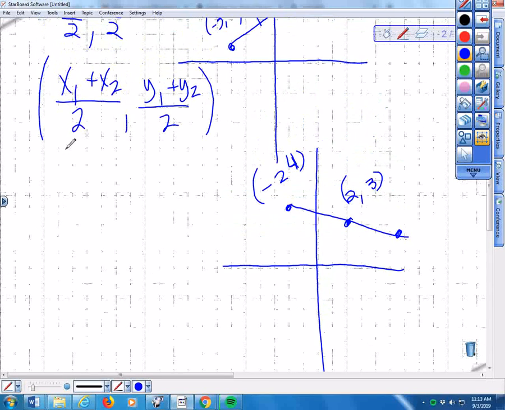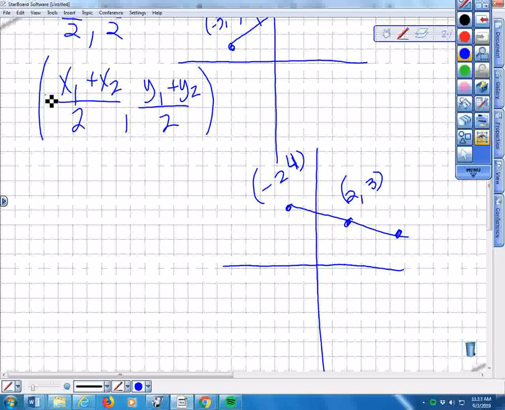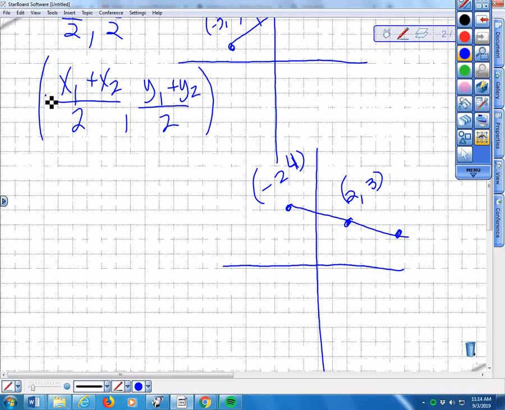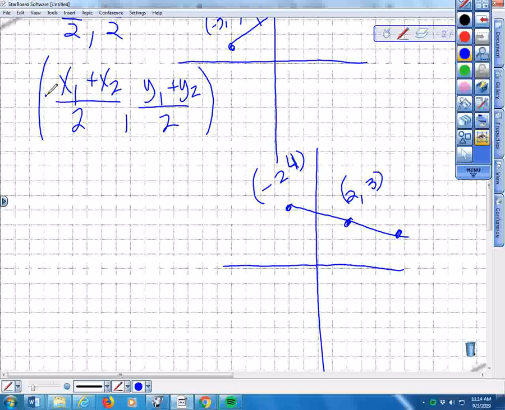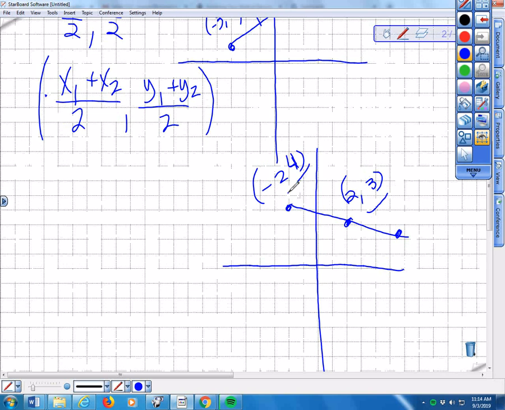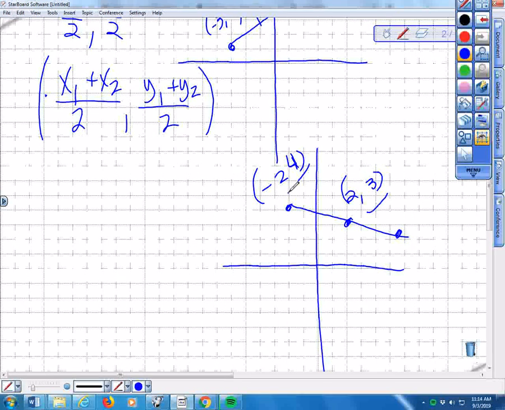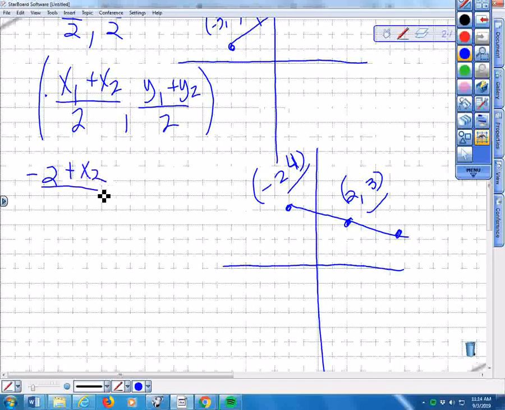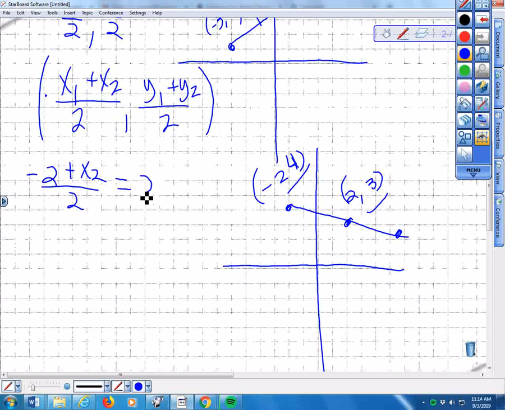Okay, so to do this, what you're going to do is you're going to use this formula. You know that this represents the x coordinate of the midpoint. This is the y coordinate, right? And I know the midpoint. And I know x1 and I know y1. So I'm just going to fill this in and say negative 2 plus x2 over 2 equals 2.